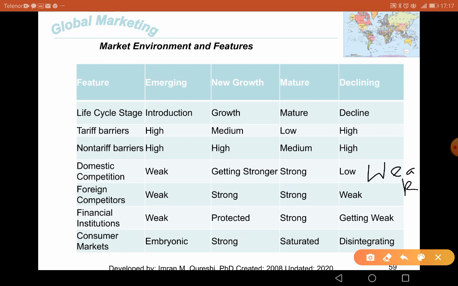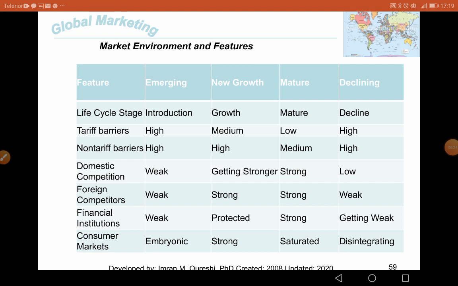And if you look at consumer markets, in emerging situations, the consumer markets might be embryonic, that is, they are just developing. In new growth, they will be strong. In mature, they will be saturated. And in declining, the consumer markets might be disintegrating. Like if demand collapses and because of that there are no jobs, you might have a situation where the markets start to get weaker.